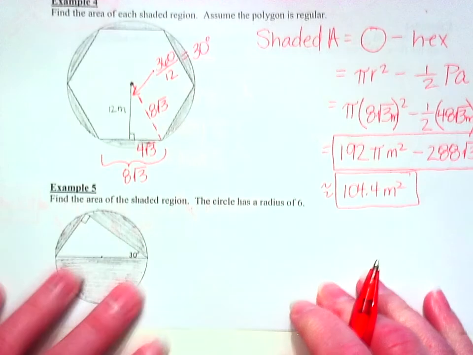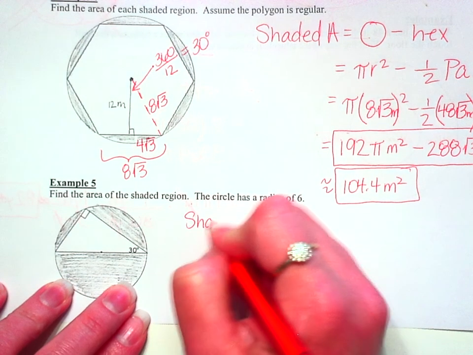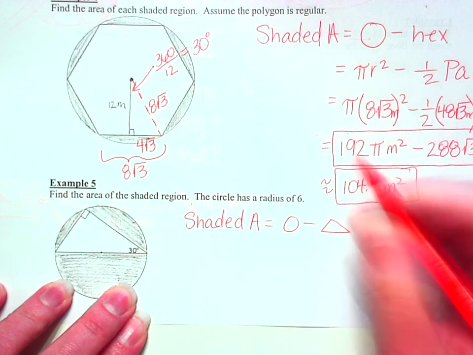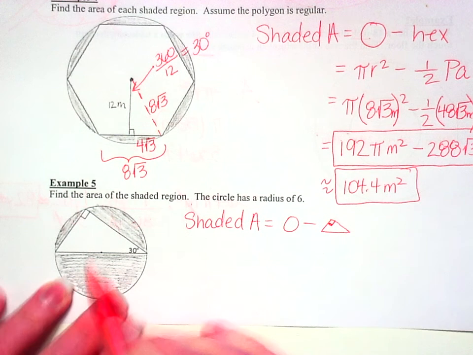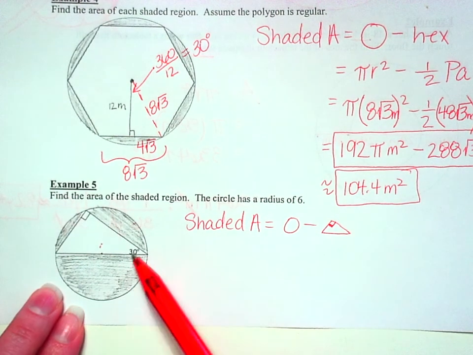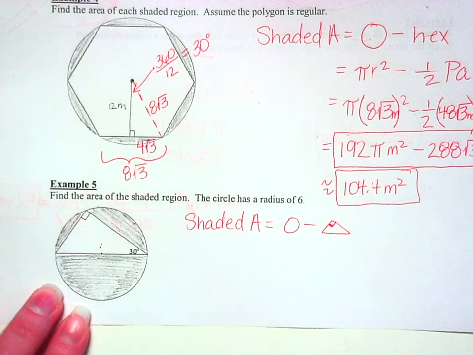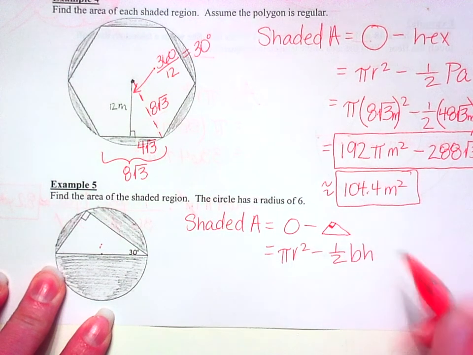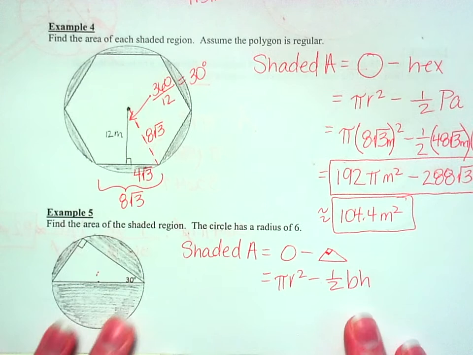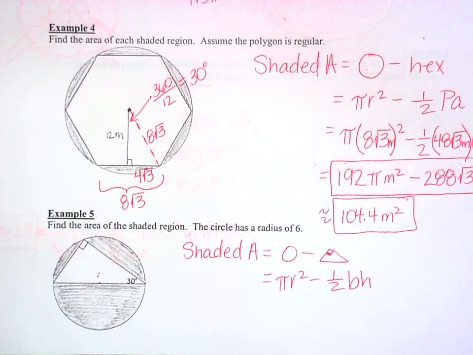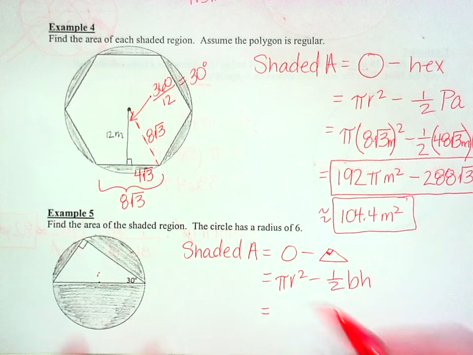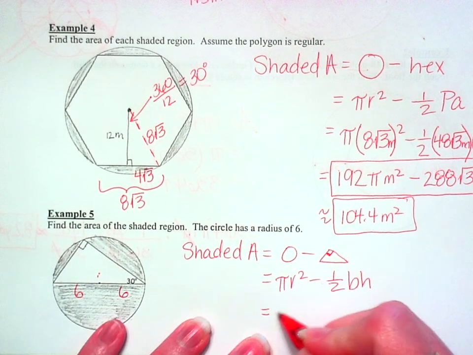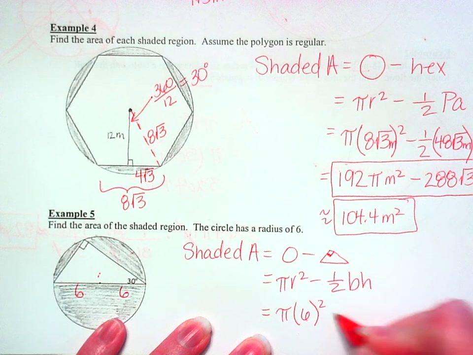All right, and the last one, shaded area, is the circle minus the triangle. You do need to be careful this time because our triangle is not an equilateral triangle. It's not 60, 60, 60. So for the triangle, I have to do 1/2 base times height. I cannot do 1/2 PA. 1/2 PA only works if the shape is regular. Okay, so it tells us that the circle has a radius of 6. So plug that in for radius.